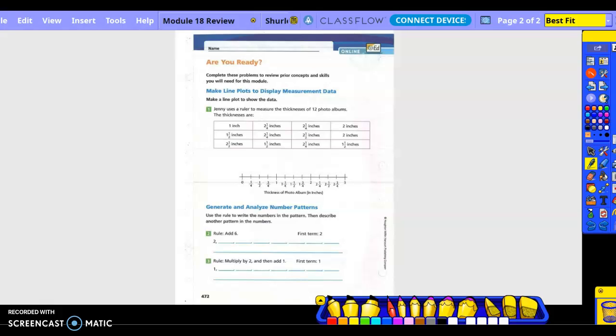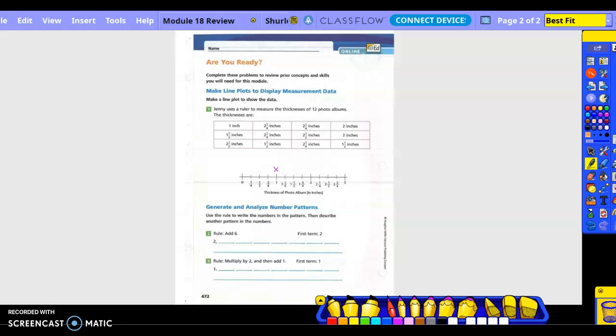Make line plots to display measurement data. Make a line plot to show the data. So we've kind of already done this a little bit where we found average and stuff, right guys? Okay. So Jenny uses a ruler to measure the thickness of 12 photo albums. The thicknesses are listed. So how many X's are we going to have on our line plot? 12, right? Okay, so for the first one, we can put an X at 1 inch.